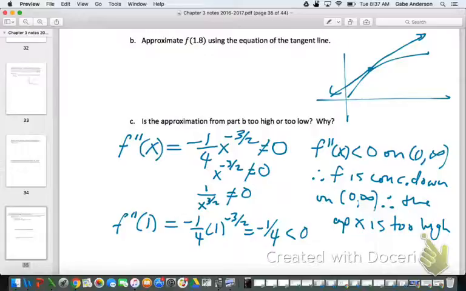Any other questions? So whenever you're justifying whether the approximation of a tangent line is too high or too low, we're always going to use the second derivative leading to concavity, then we do our conclusion. Make sense? Okay, so let's address Caroline's question from a second ago.